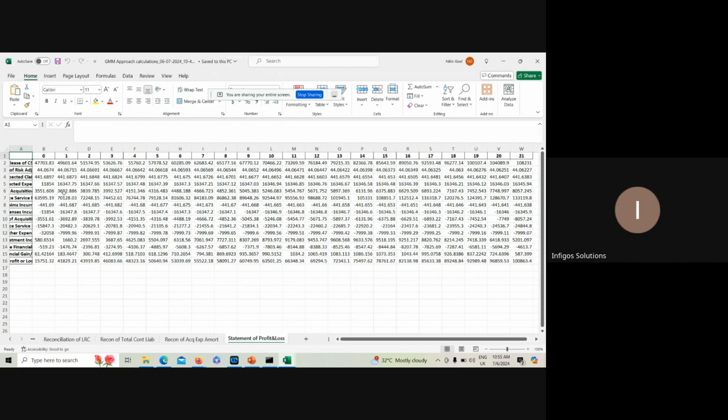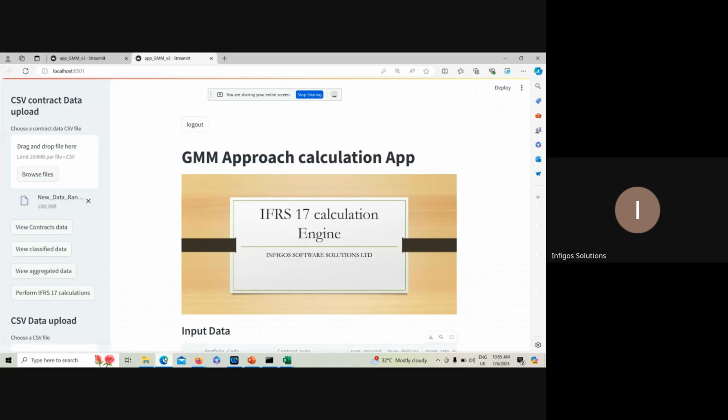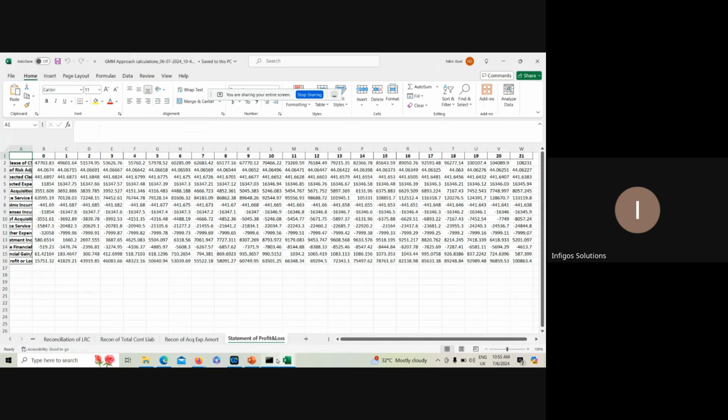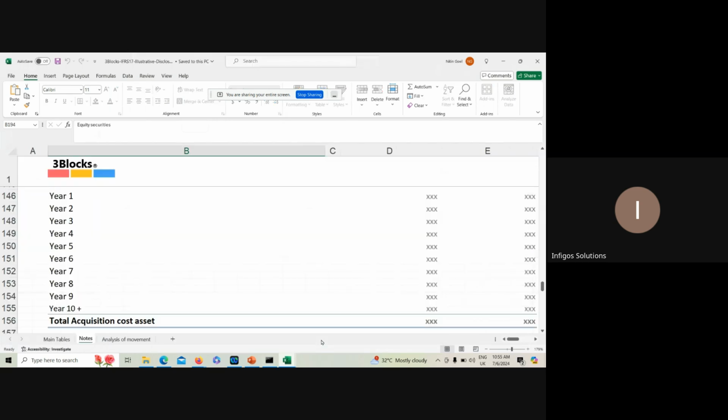But the challenge here is not that I have this value. I have to merge everything which is profitable together, which means I will have a feature in the tool here to merge the output which are profitable together. And then once they are merged, I can take it to this Excel sheet and insert values here.